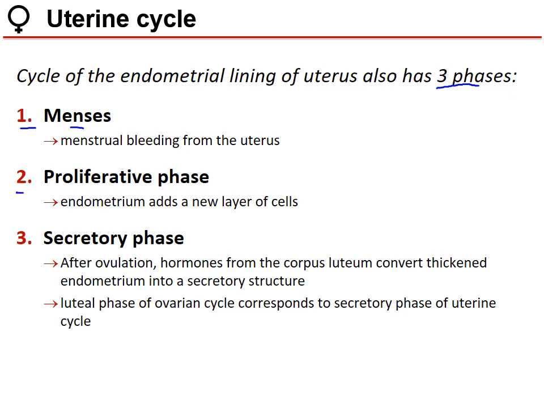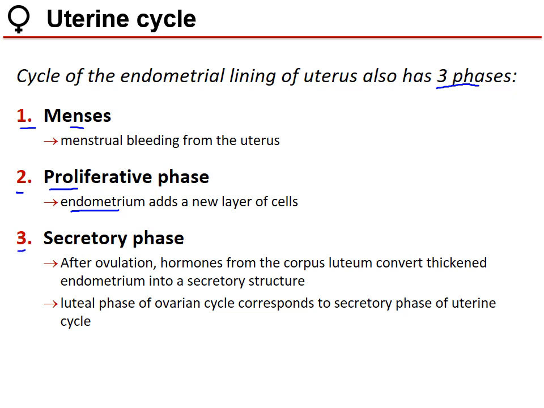Second phase is the proliferative phase. During the proliferative phase, it does exactly what its name says: proliferation, so increased cell number. There's thickening of the endometrium, so there's addition of new layers of cells to the endometrium. And this proliferative phase corresponds to the second part of the follicular phase within the ovaries. And there's this proliferation or thickening of the uterus wall in anticipation of pregnancy.